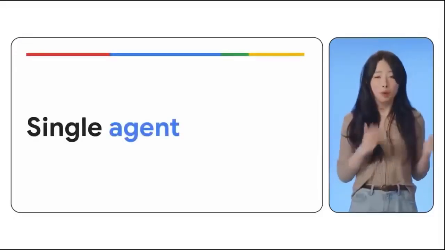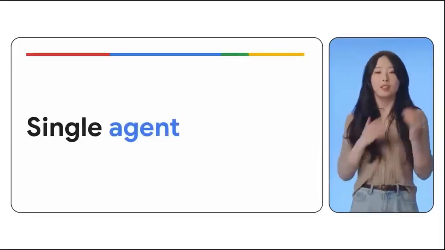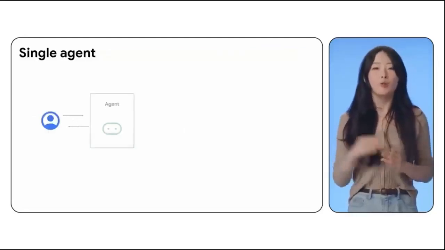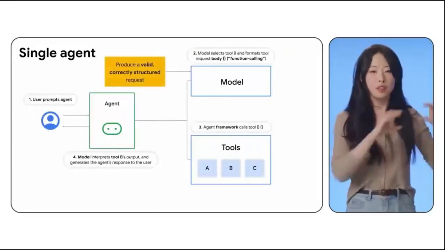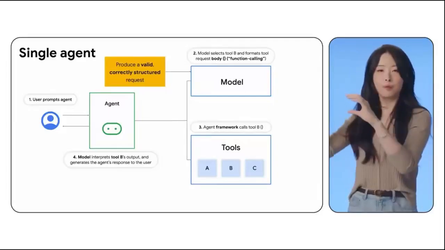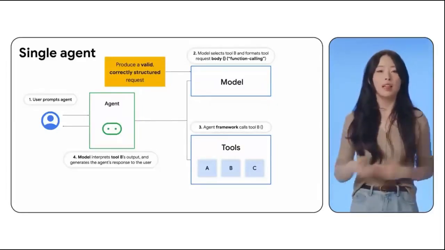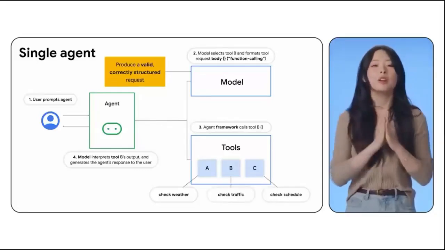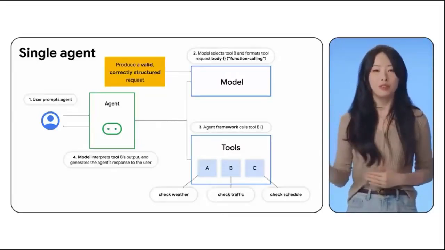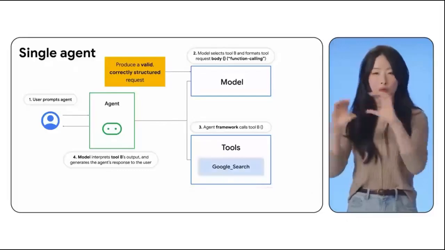Alright, let's dive in. Let's begin with the most fundamental pattern, the single agent. Imagine you want to plan a trip. With a single agent, you give it instructions on how to use the tools. We can have a set of tools like how to check the weather, check the traffic, and schedule. But for our example today, we will simplify things with only the Google search tool. So you will write a comprehensive prompt telling the agent how to plan the trip using the search tool.